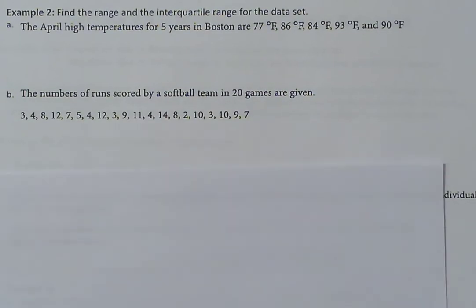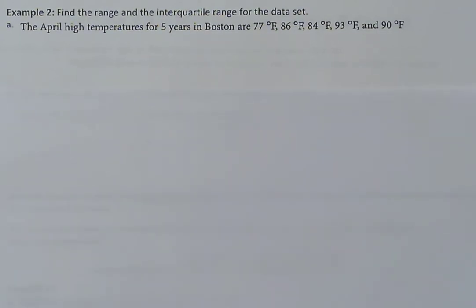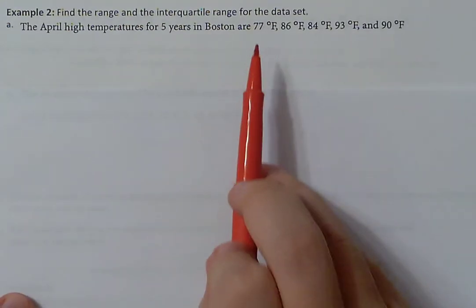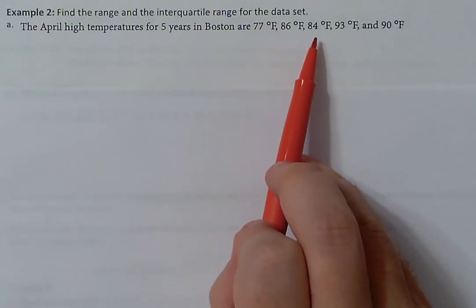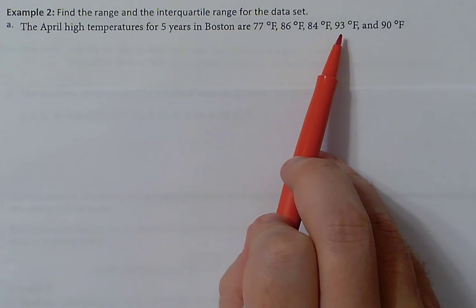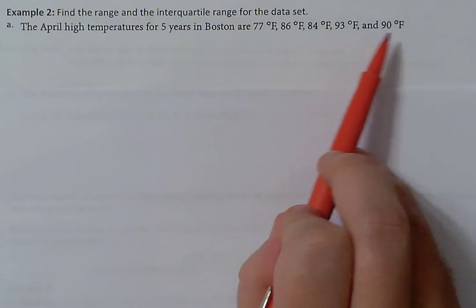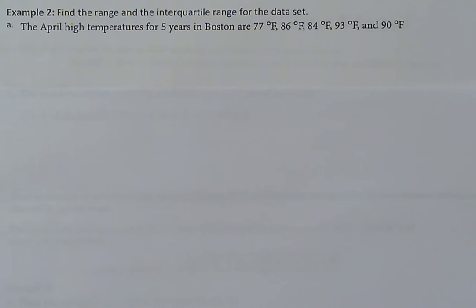So for example 2a, they tell us that the April high temperatures for 5 years in Boston are 77 degrees Fahrenheit, 86 degrees Fahrenheit, 84 degrees Fahrenheit, 93 degrees Fahrenheit, and then 90 degrees Fahrenheit. When you get to these problems, you need to first and foremost go through and put the numbers in order from least to greatest.